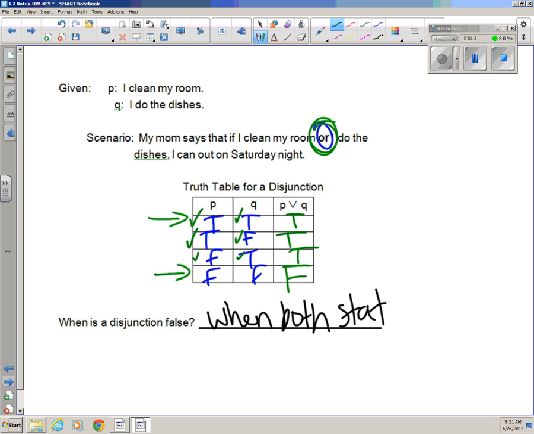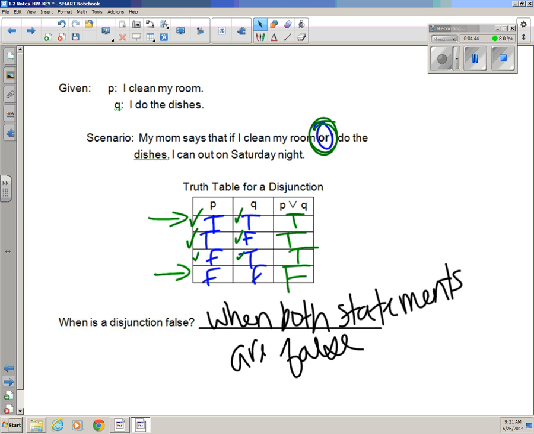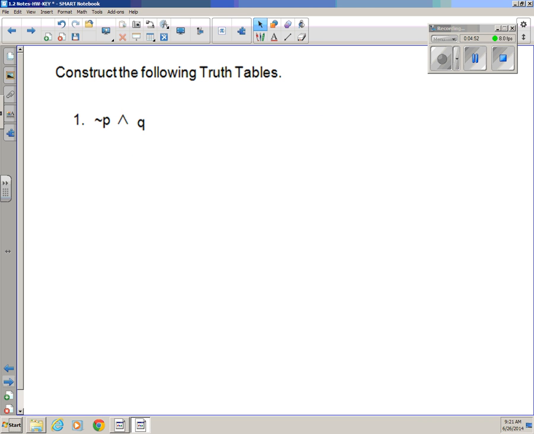Again, we looked at this a little bit yesterday. And now we're seeing it more in a graphic organizer format when both statements are false. So if you think about the scenarios, you don't have to memorize all the truth tables. Some people are going to want to try to memorize them. I think that's crazy. I think just think about the scenarios. Okay? So you're going to start constructing your own truth tables.